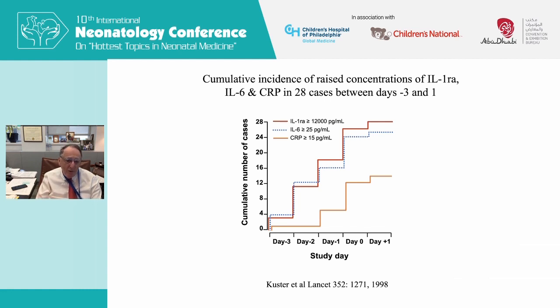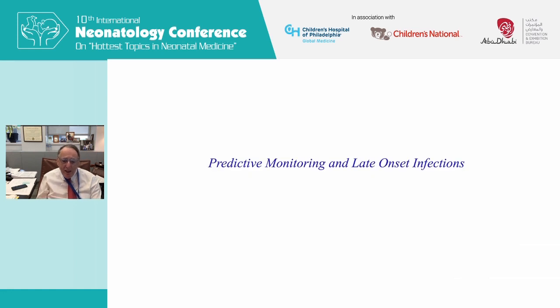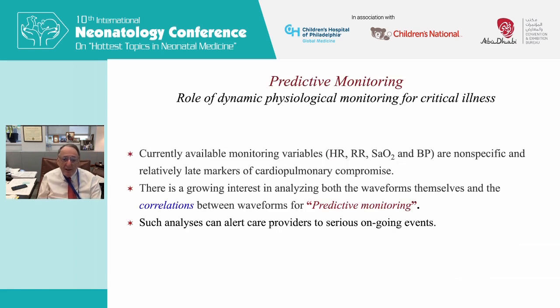Well, you say to yourself, it's pretty hard to measure cytokines. Is there a simpler way? And there is a simpler way, and that has to do with predictive monitoring and monitoring of vital signs. Now, most of the vital signs we measure in the NICU, heart rate, respiratory rate, saturation, and blood pressure, are pretty nonspecific. We look at them. If there's an acute event, we intervene. But they're late markers, or relatively late markers, of cardiopulmonary compromise.